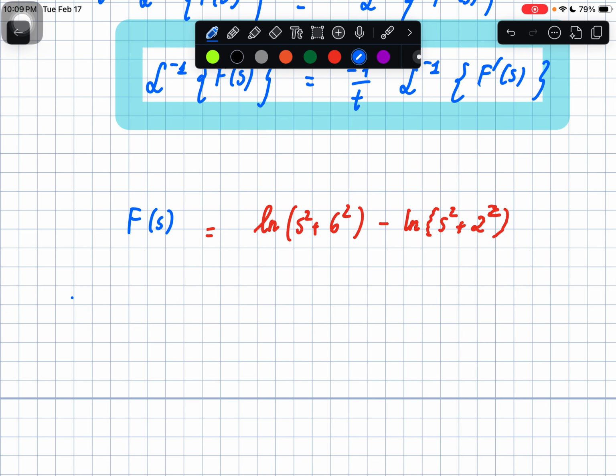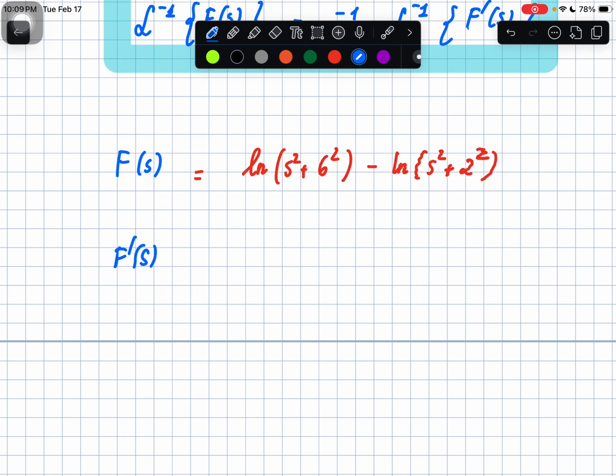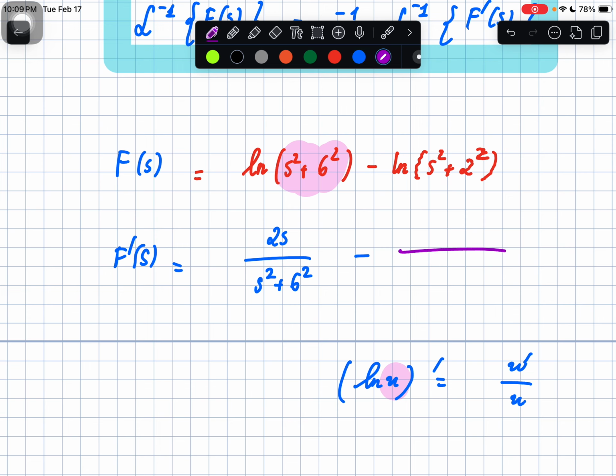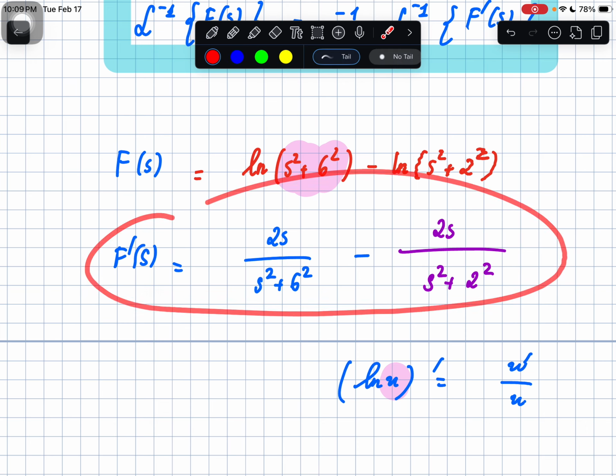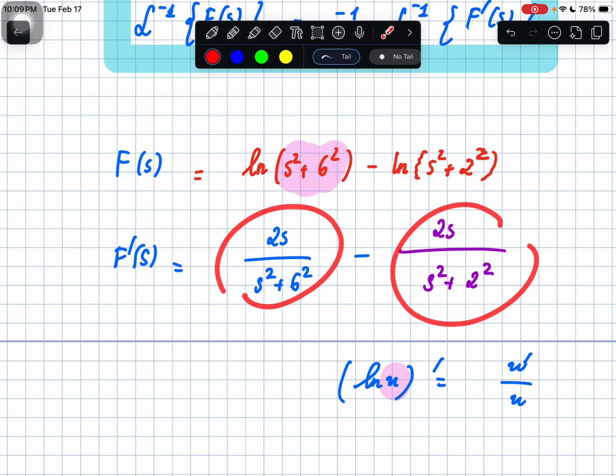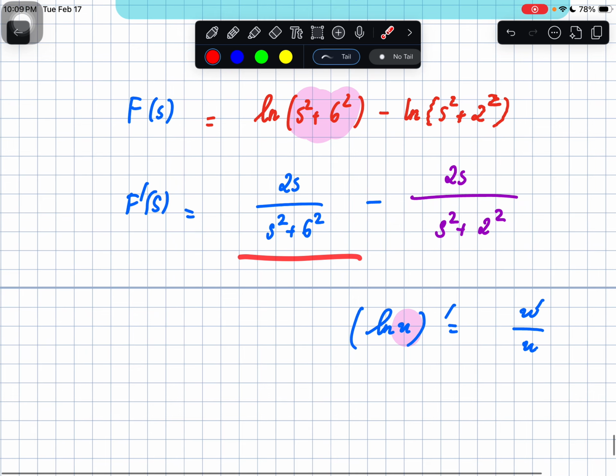F prime(s). If you remember, the derivative of natural log u is u prime over u. In this case, you think of u as s squared plus 6 squared. So u prime is 2s, divided by s squared plus 6 squared. You do the same for the second term: 2s over s squared plus 2 squared. So you see that these functions, this term and this term, are familiar. We can use a table to compute the inverse transform of that.